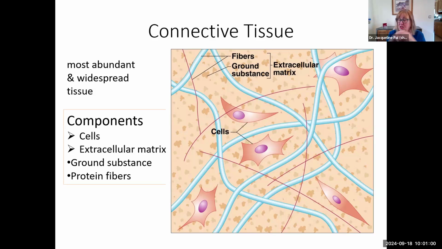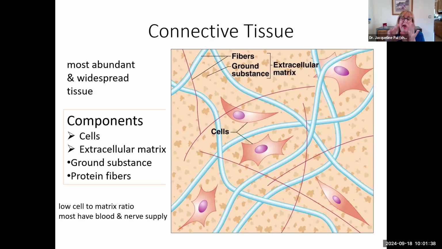Okay. So connective tissue is made out of two components: cells and extracellular matrix. And the extracellular matrix is made out of two components: ground substance and protein fibers. All right. And when we look at connective tissue, we say it has a low cell to matrix ratio. And that means there's a lot more matrix than there are cells. The cells are scattered among the matrix.